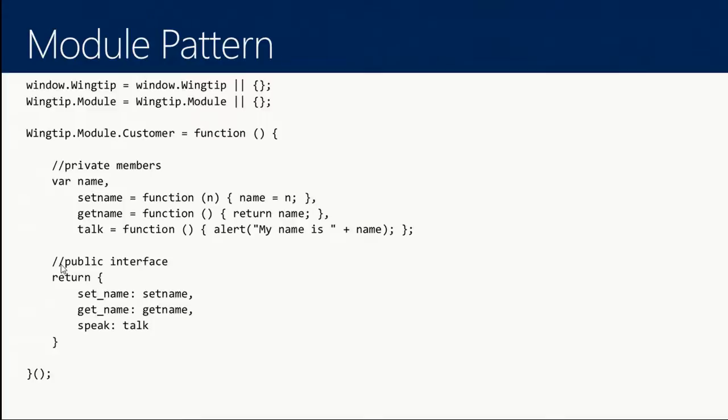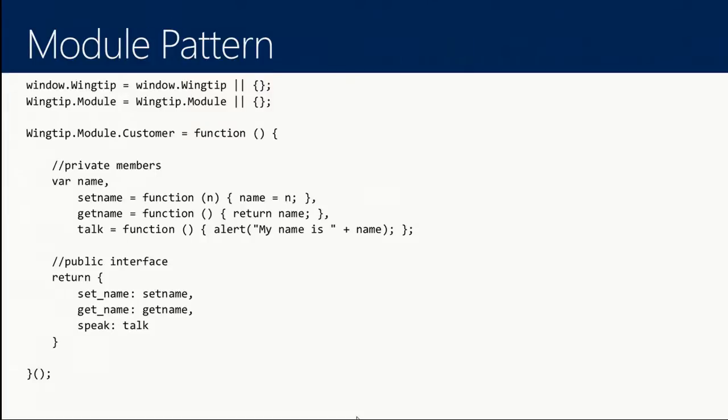So what is the return value of the function? Well, it's down here where it says return, right? Because in JavaScript, that's how you return something. What are we returning? We're returning a literal object. See that? Key, value, key, value, key, value. So what happens is customer ends up being an object. But what are the values of the object? Well, the key is set_name, and the value is set name. Up here, set name is a function. The key is get_name. The value is get name. Get name is a function. The key is speak, and the value is talk, which is also a function.